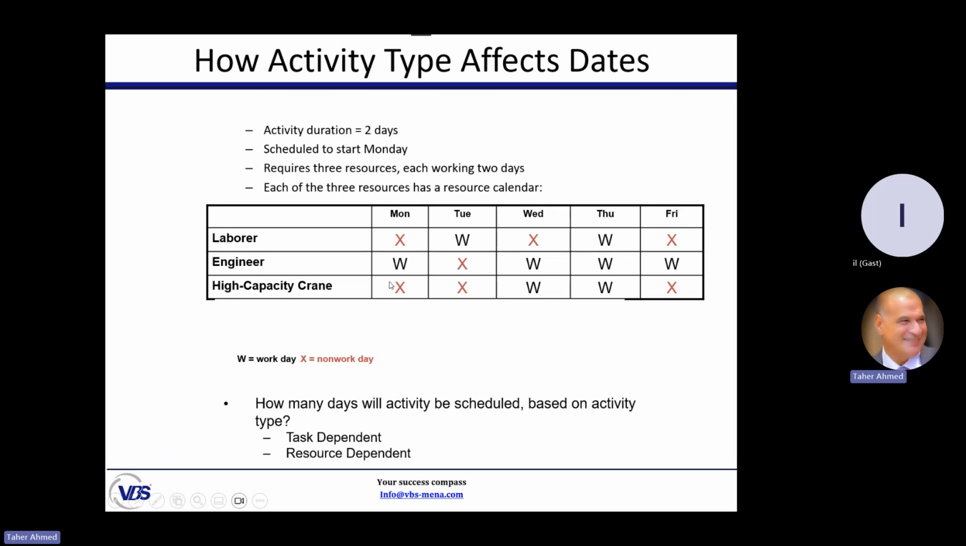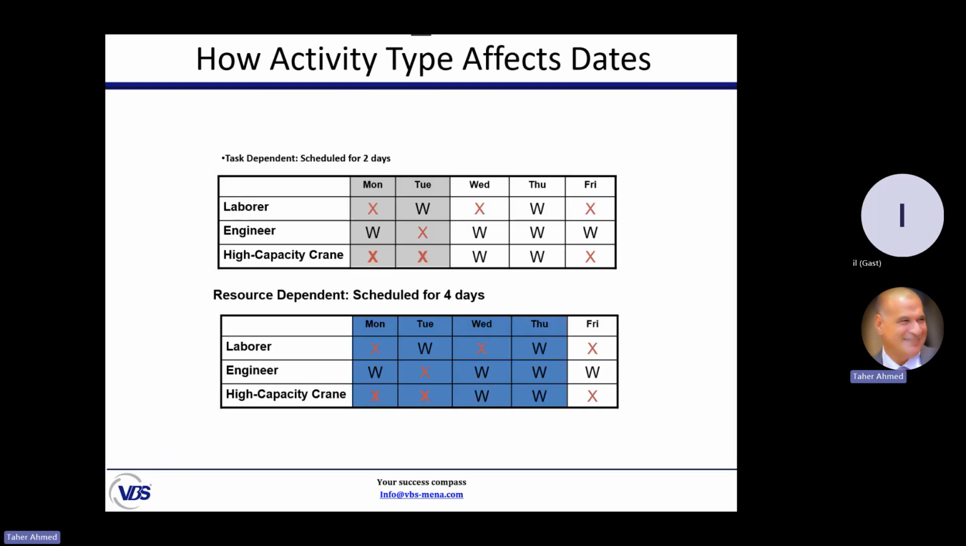The high capacity cranes are not available on Monday and Tuesday. They have a special calendar. They are not working on the activity calendar. If we say that the activity type is task dependent, it means that Primavera will respect the duration of the activity and the calendar of the activity, and the duration calculation is 2 days regardless of the availability of the resource.